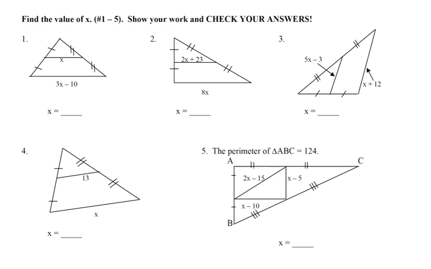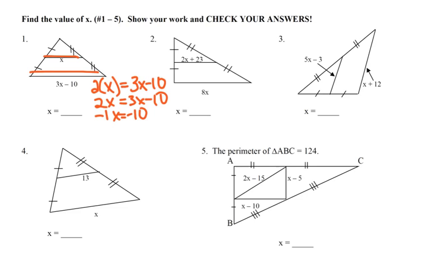Welcome back, guys. Let's see how you did. Alright, so we have our mid-segments right here. These are our parallel lines. And remember, our smaller one will be 2 times the larger, 3x minus 10. So we're going to multiply 2 to x, so 2x equals 3x minus 10. I'm going to subtract the 3x from both sides, so I'm going to get negative 1x equals negative 10. And when I divide, I'm going to get x equaling 10.